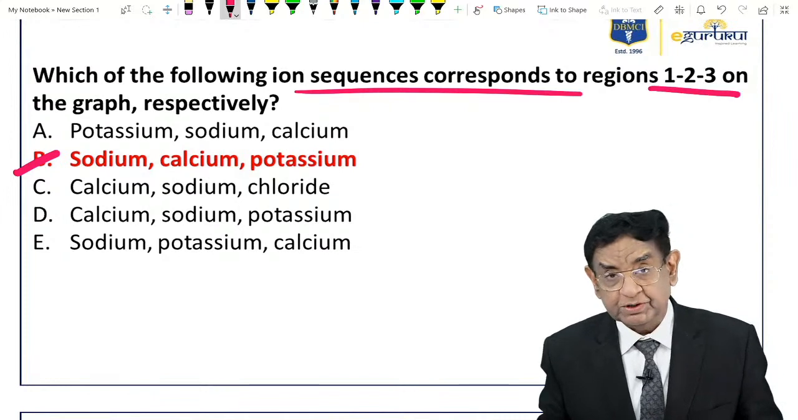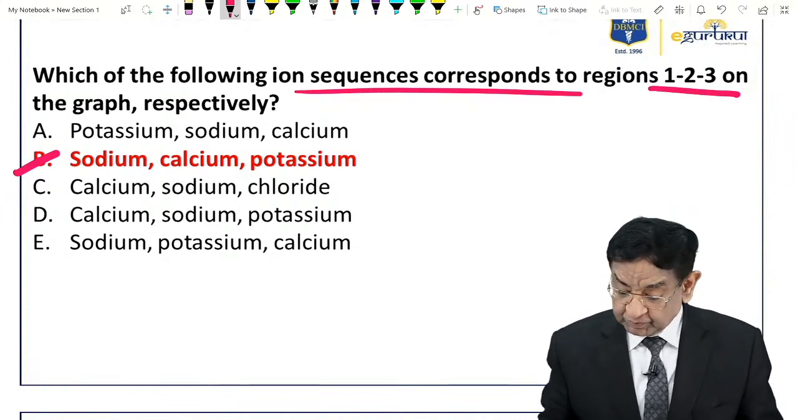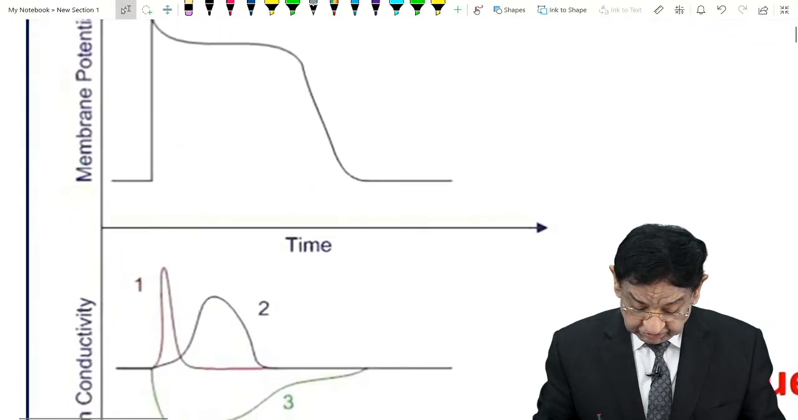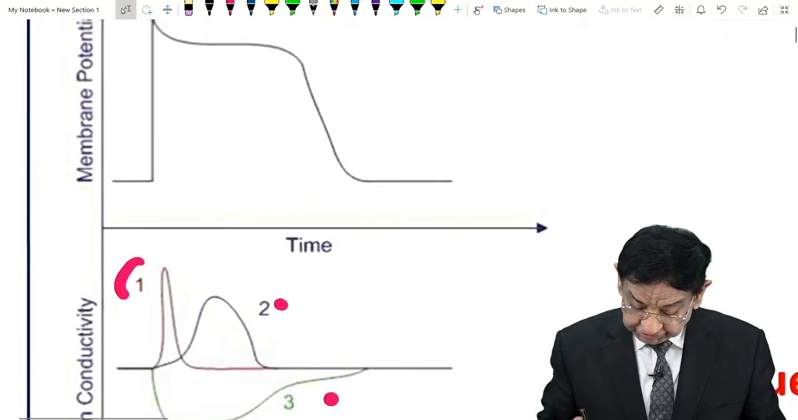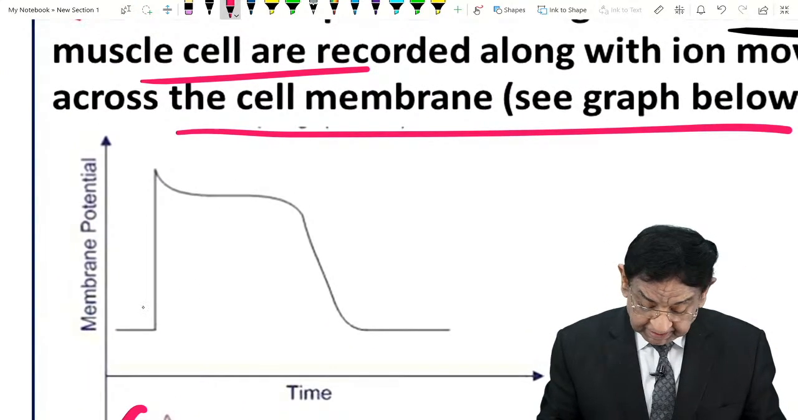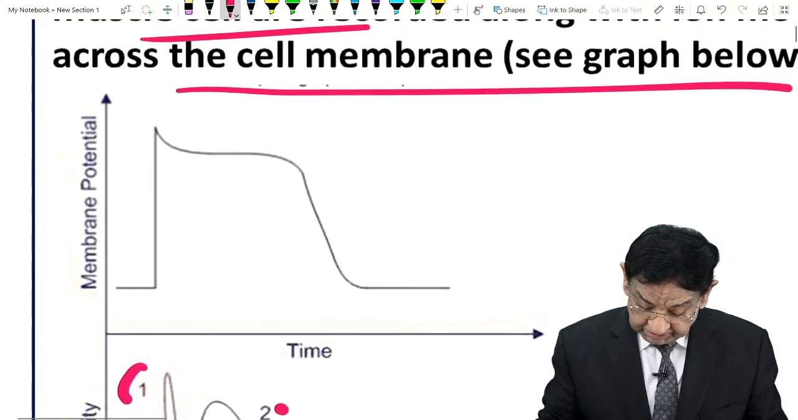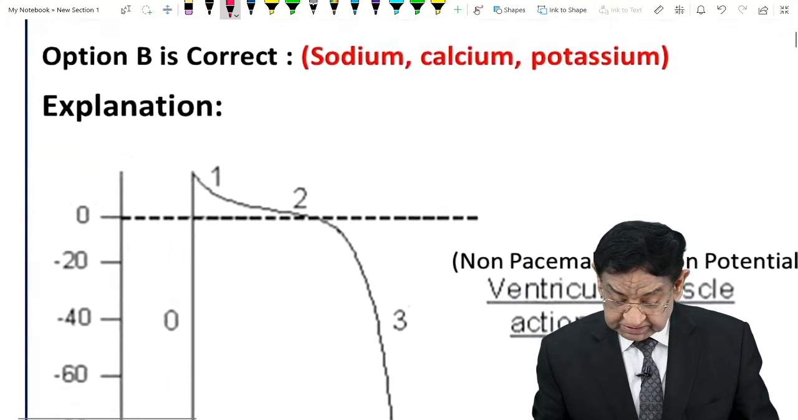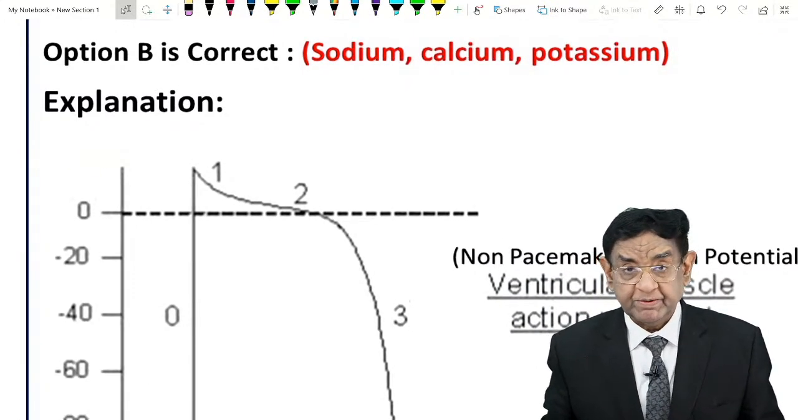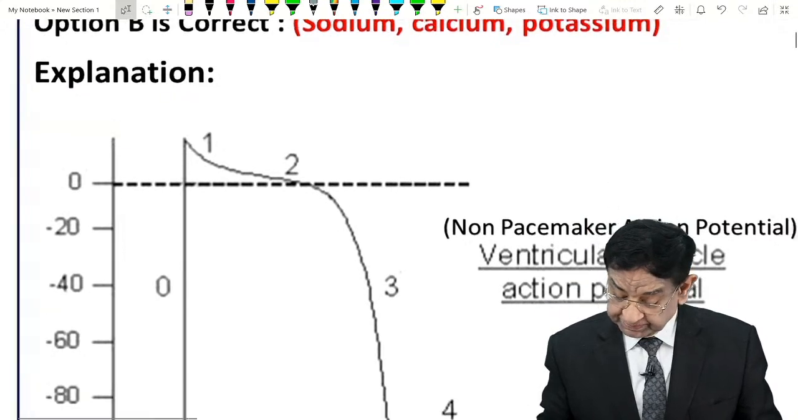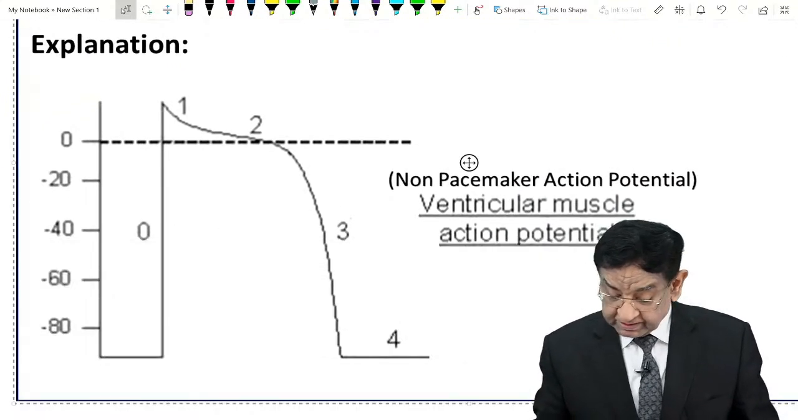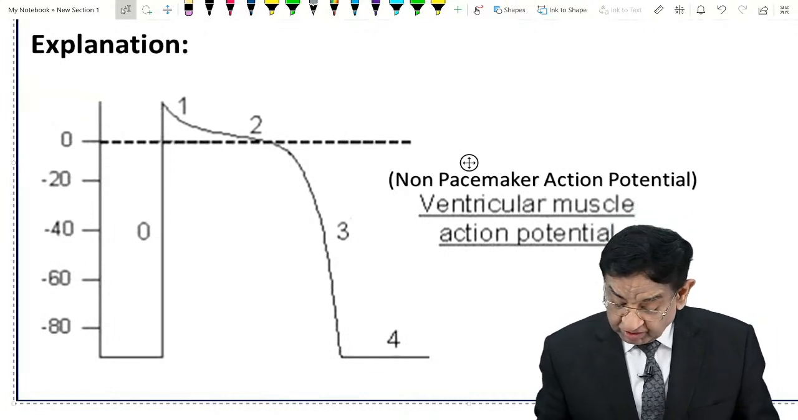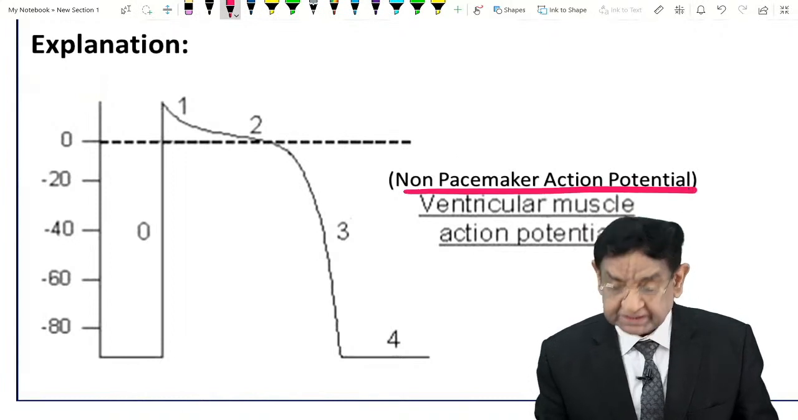Before I go into the discussion, let us see once again the picture, 1, 2 and 3. This is 1, 2 and 3 that has been shown in this membrane potential. The correct answer is B. Let's learn the basic concept. What ionic changes occur in the action potential of a non-pacemaker action potential?